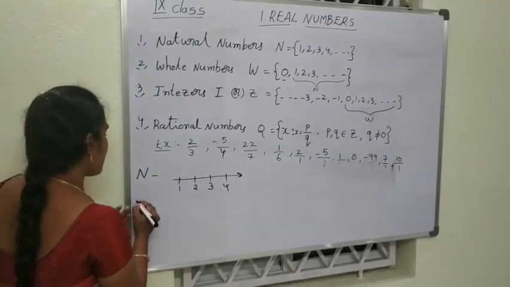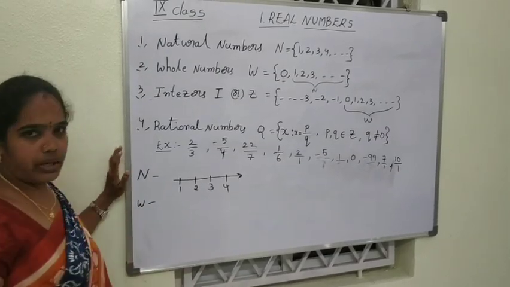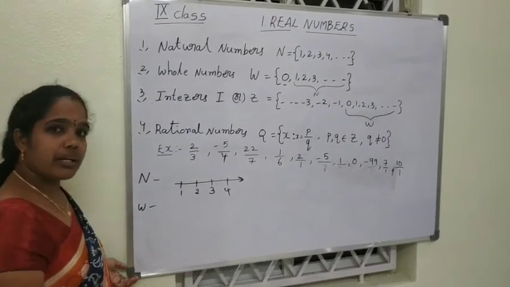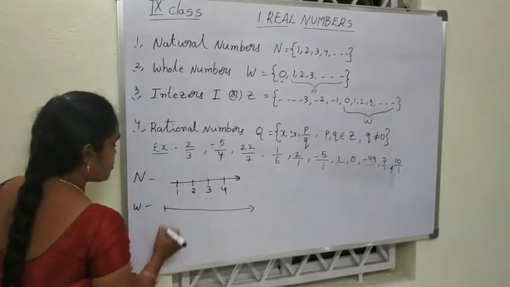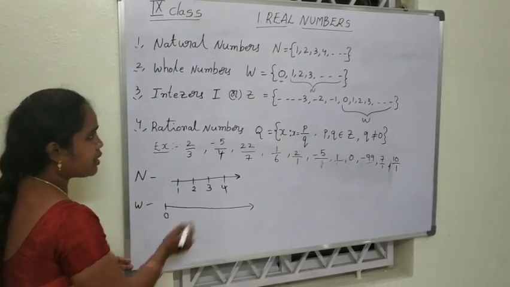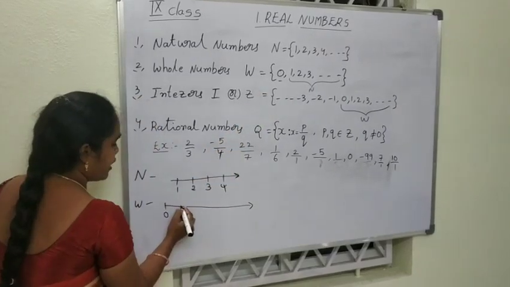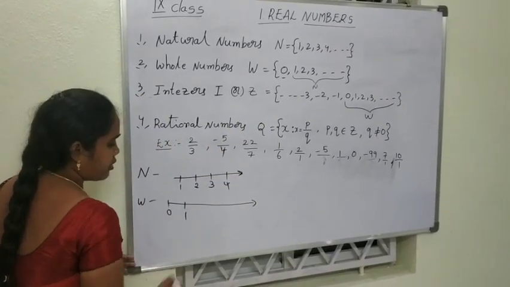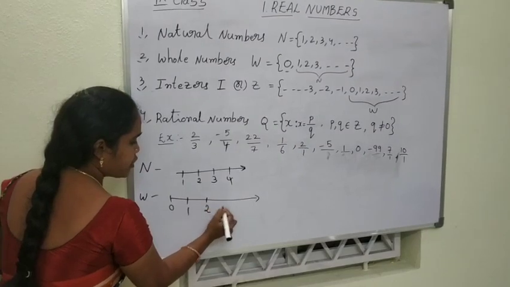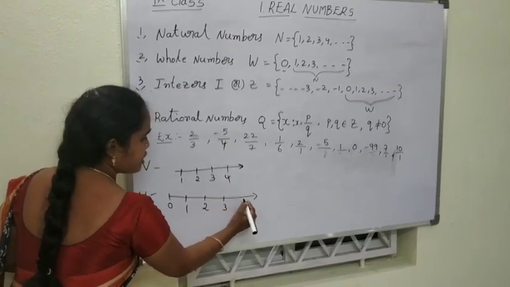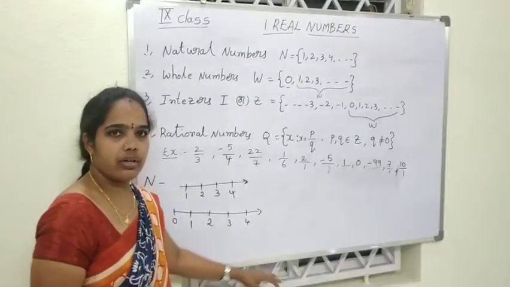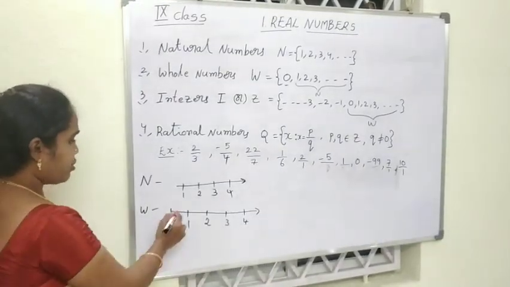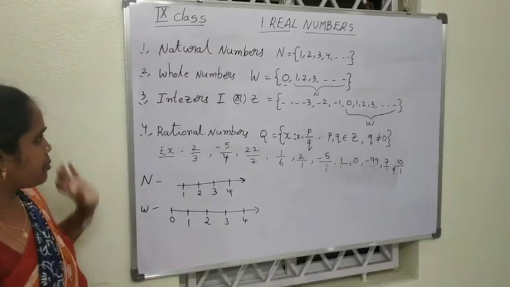Now, I am showing whole numbers. How to show whole numbers on the number line? How to represent them here also? So first mark, first number 0. And next 1. Take an equal distance and 2. Take an equal distance, 3. Take an equal distance, 4. So like that we can write, as you wish. Okay now, whole numbers completed.